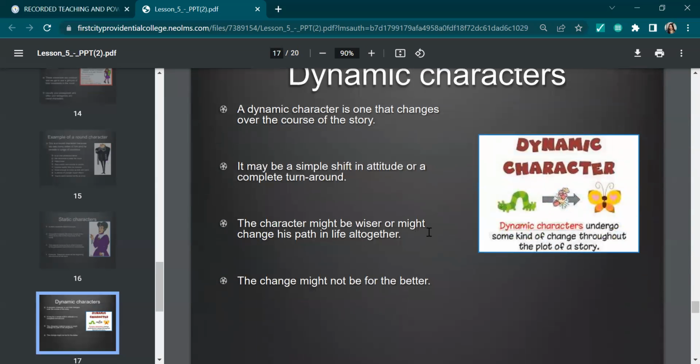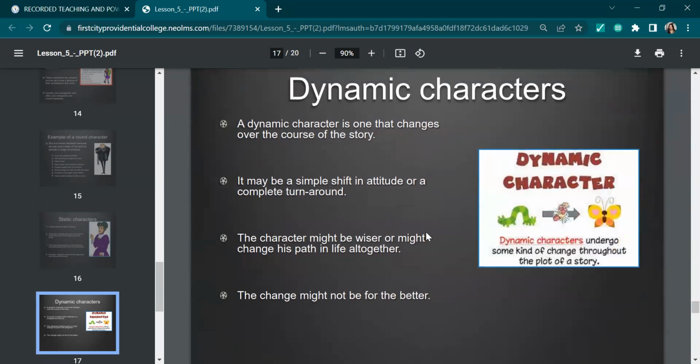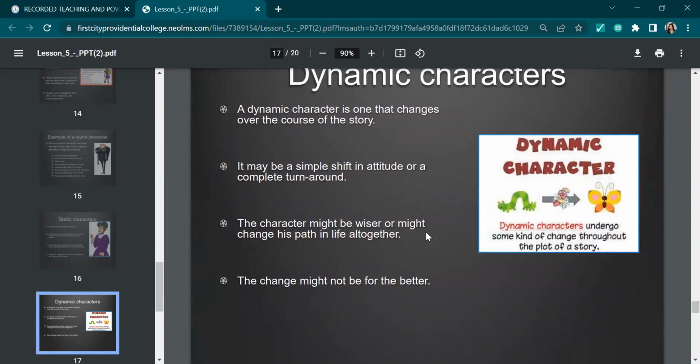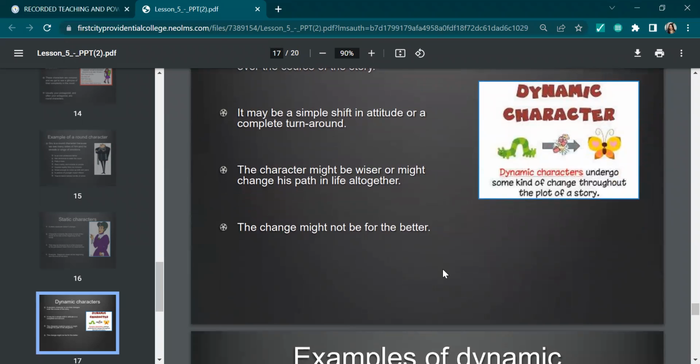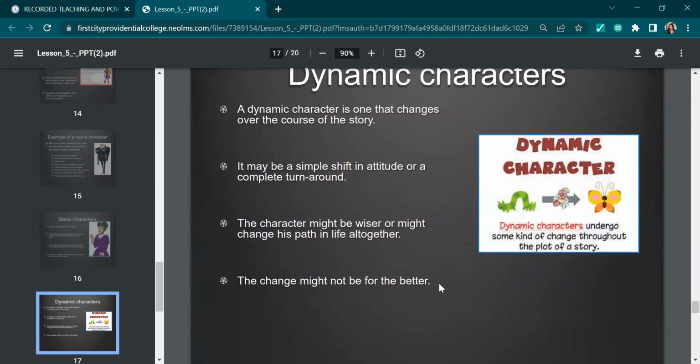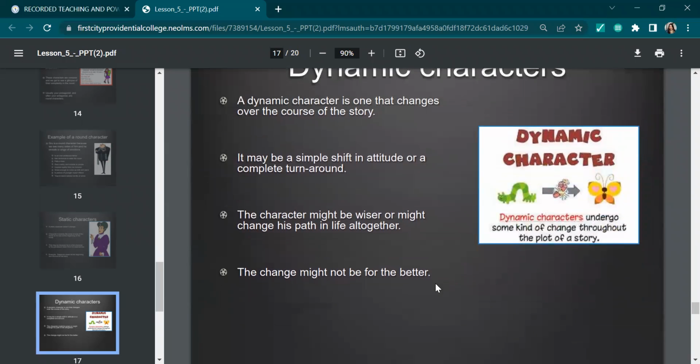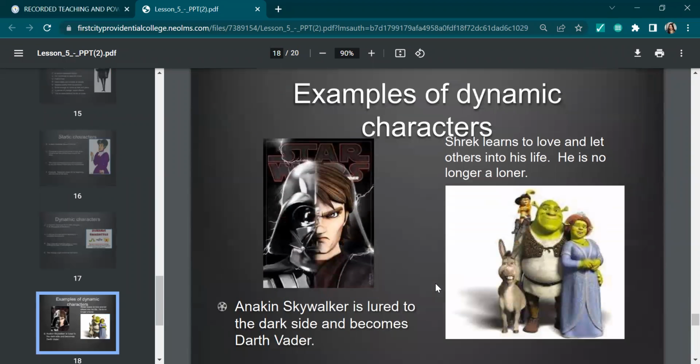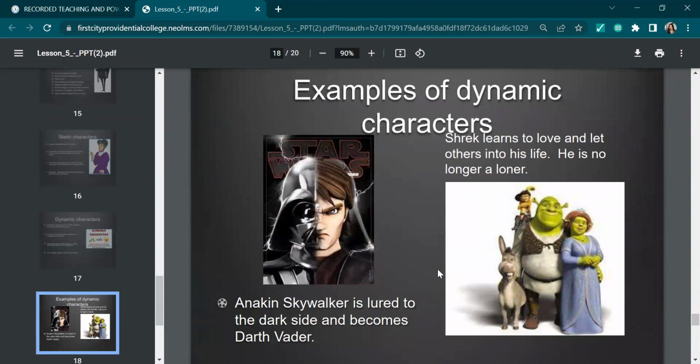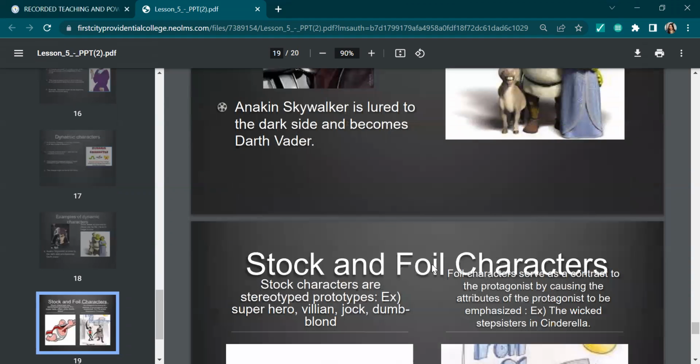A dynamic character is one that changes over the course of the story. It may be a simple shift in attitude or a turnaround. The character might be wiser or might change his path in life altogether. The change might be for the better. Okay, so dynamic characters are the ones who undergo some kind of change throughout the plot of the story. Example, Shrek learns to love, is no longer a loner. Then Skywalker is lured to the dark side and becomes Darth.